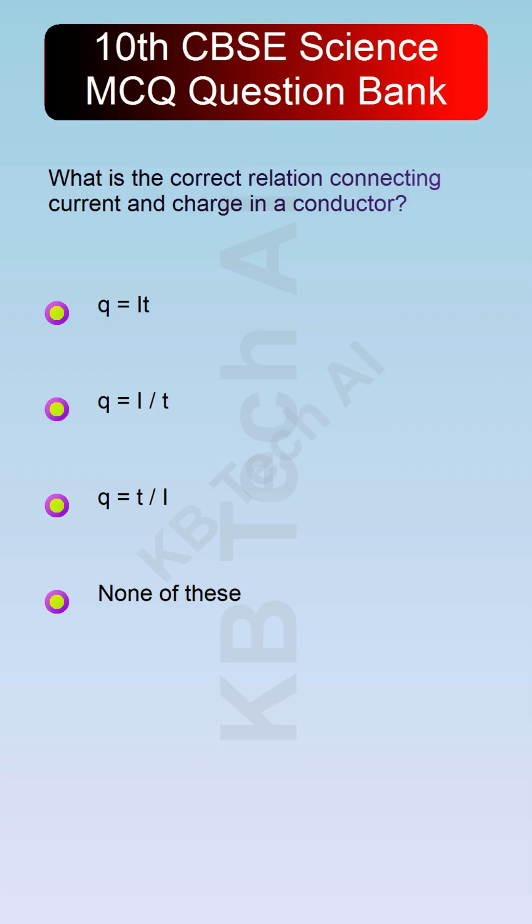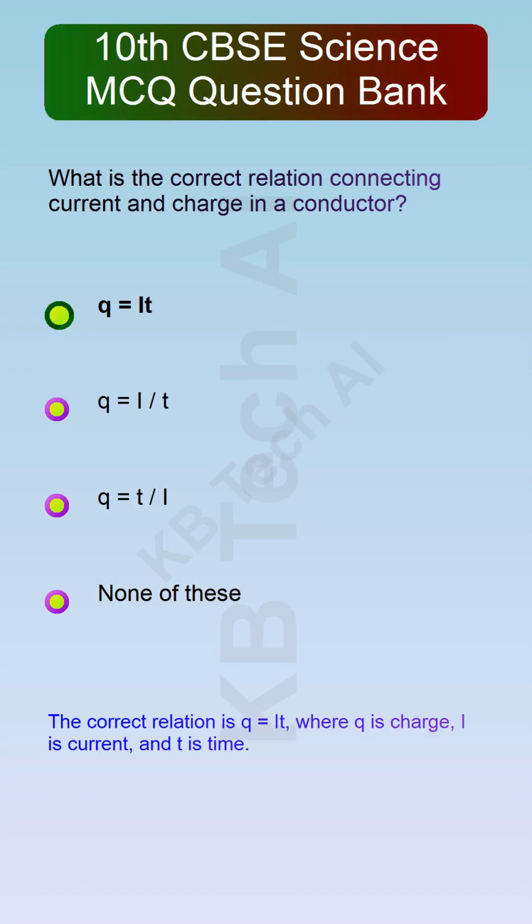What is the correct relation connecting current and charge in a conductor? Option 1, Q equals I t. Option 2, Q equals I divided by t. Option 3, Q equals t divided by I. Option 4, none of these. The answer is Option 1, Q equals I t.